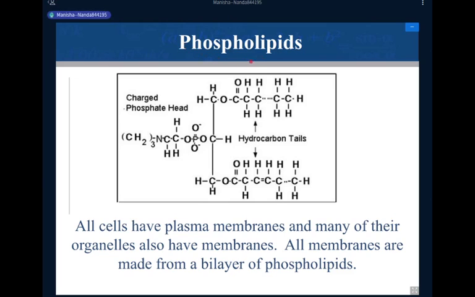So if we take a look at the phospholipids, you can see the structure here of a phospholipid. You can see the charged phosphate head here, and these are the hydrocarbon tails. All cells have plasma membranes, and many of their organelles also have membranes. We have talked of the endomembrane system. In the earlier classes, we have been talking about the cell organelles, where you have seen that they are also membrane bound. And all membranes are made up of a bilayer of phospholipids, or sometimes a monolayer.